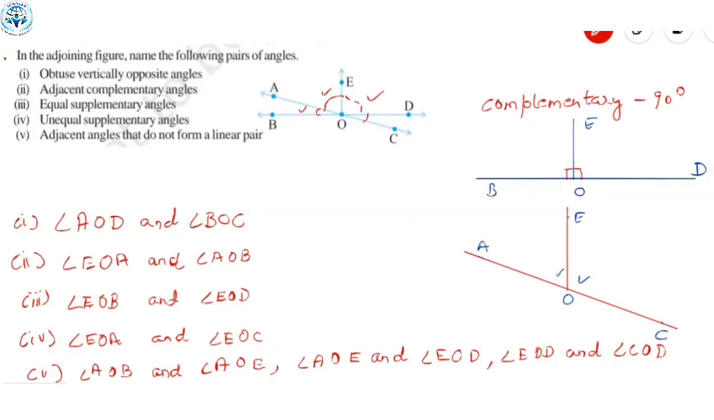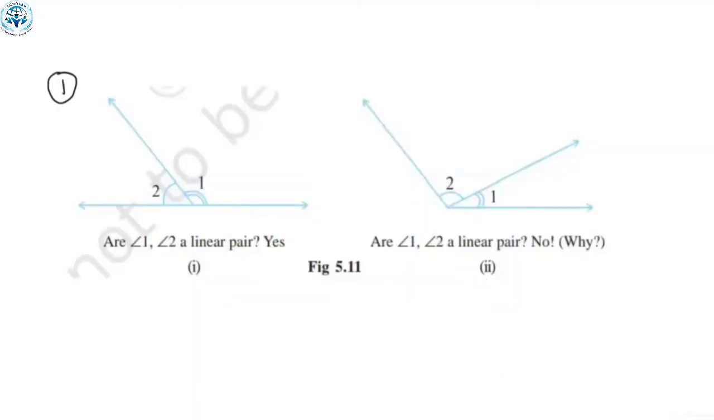This completes your exercise. All the linear pairs are supplementary, but supplementary are not necessarily linear pairs. Linear pairs are adjacent to each other and are supplementary. Let me explain. You can see the two figures. In figure 1, angle 1 and angle 2 are given. So, is this a linear pair? Yes. Why is it a linear pair? Because the two angles are adjacent and also supplementary.